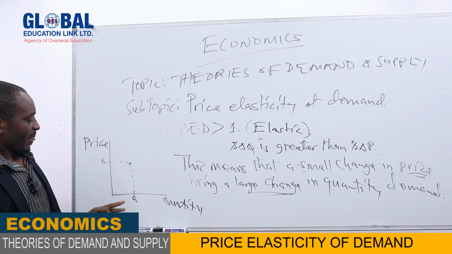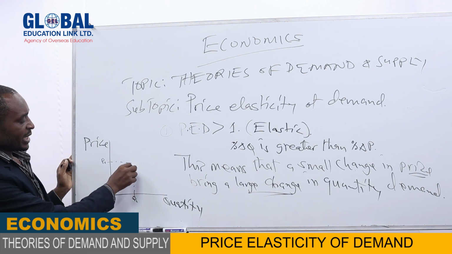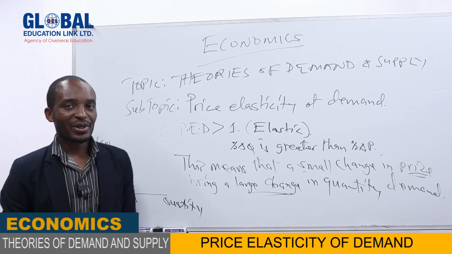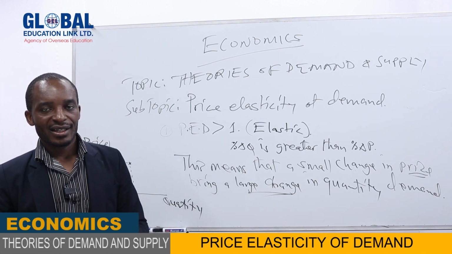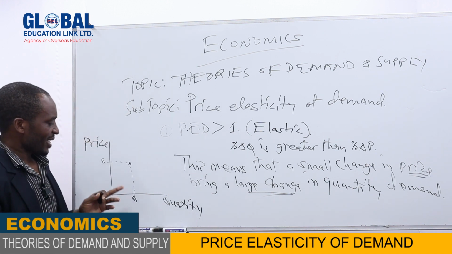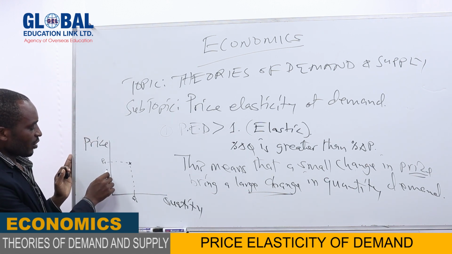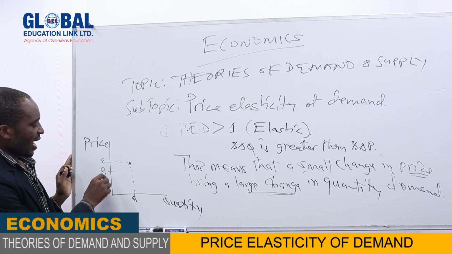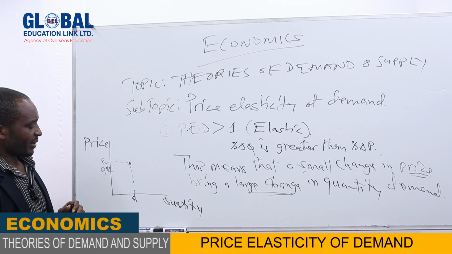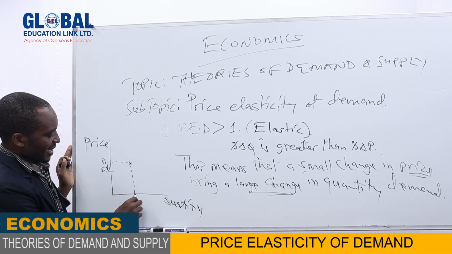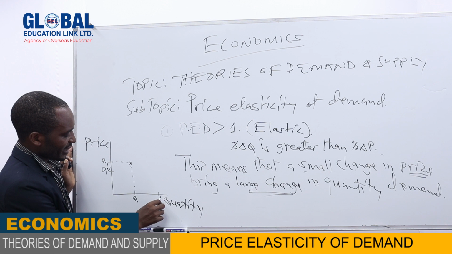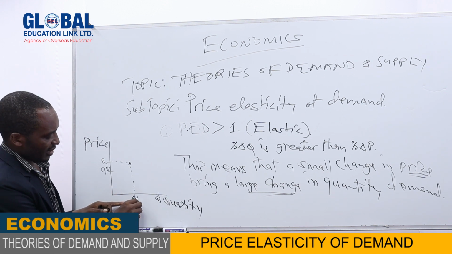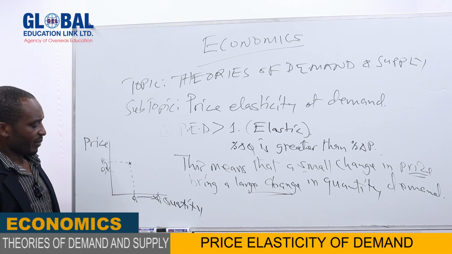So our points, the original point is this one. Now assume the price decreases, let's say from P naught to P1. Now a small decrease in the price brings a large increase in quantity. It means a fall in the price brings a large increase in quantity.